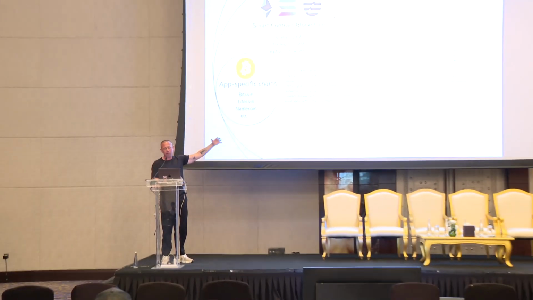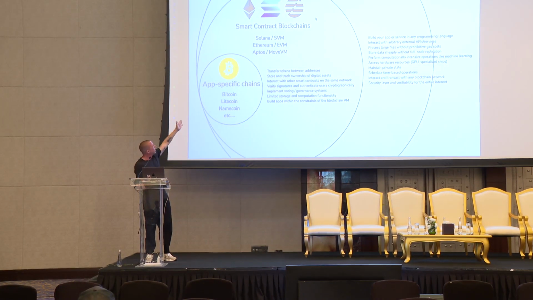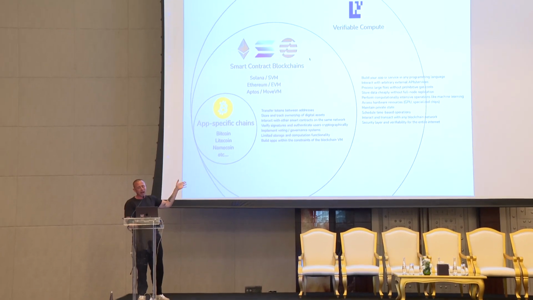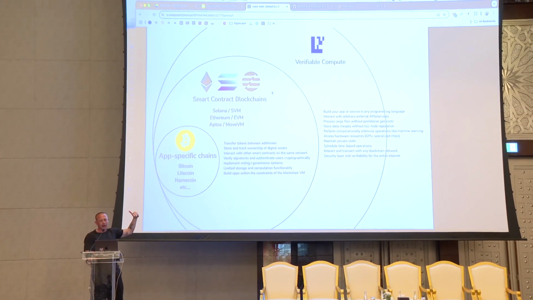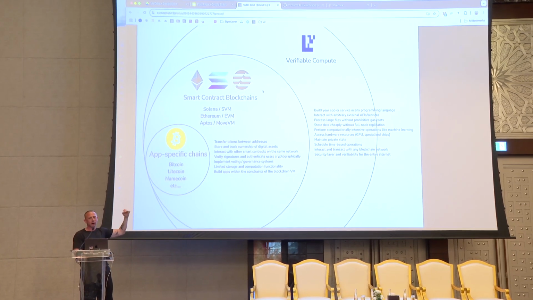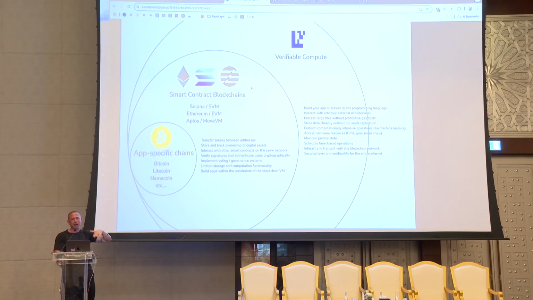And to visualize this, I created this diagram a couple days ago that I thought was pretty good, because it puts things into buckets that make sense to a lot of people. So you have application-specific chains that are very powerful, but they can only do one thing. Then to expand the scope of that, you have smart contract blockchains or programmable blockchains that allow you to write your own logic and do everything, but you're restricted by the VM that you're working inside of.